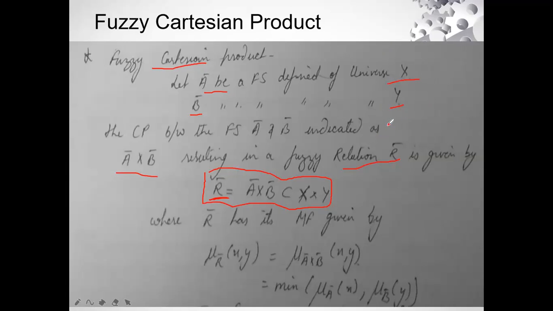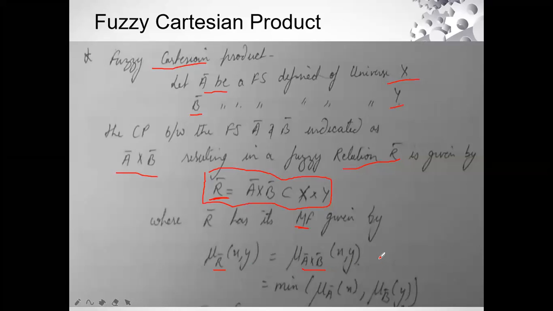Now see where R bar has its membership function. How do we denote it? We denote it with the help of membership function always in the fuzzy sets. So here it is a relation. So mu R bar of (X, Y) is equal to mu A bar cross B bar. Why A bar cross B bar? Because for the relation, we have A cross B, that is the Cartesian product of two fuzzy sets. So mu A bar cross B bar of (X, Y).